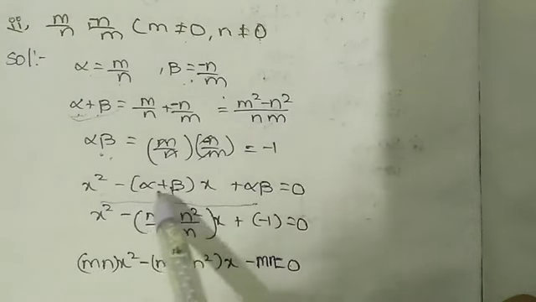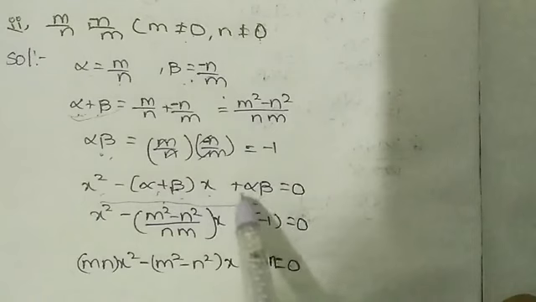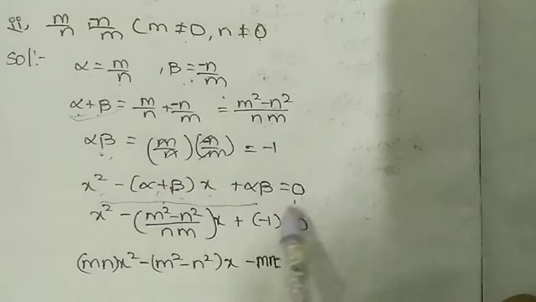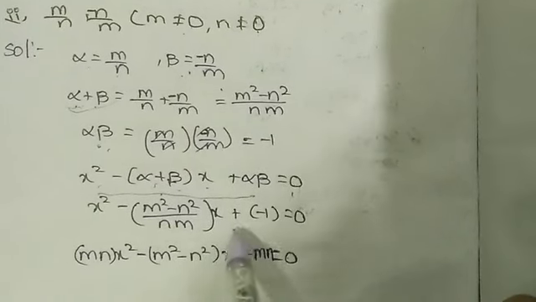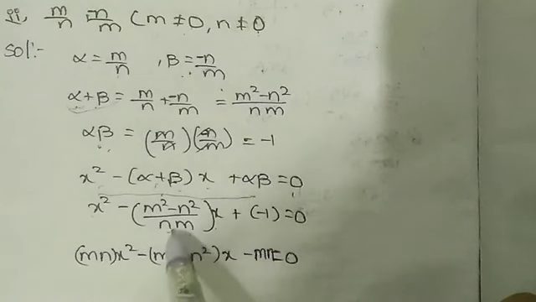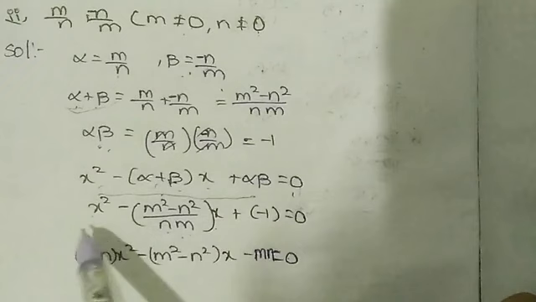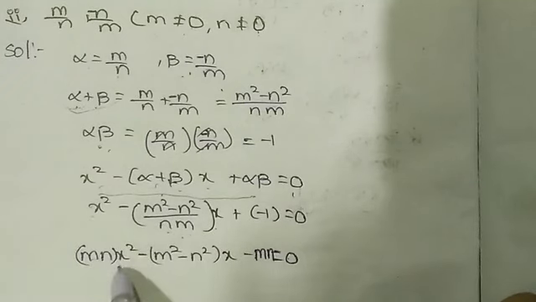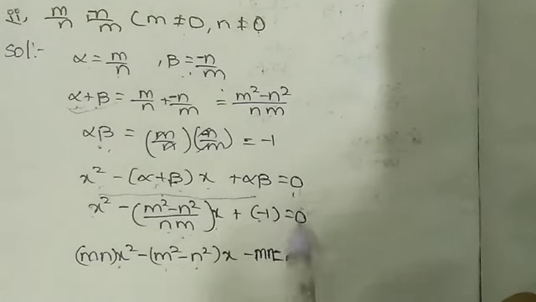x square minus (alpha plus beta) x plus alpha beta is equal to 0. After substituting, here I multiplied with mn to cancel the mn in the denominator. So when we multiply, here mn x square, here mn and mn cancel. So mn x square plus (m square minus n square) x minus mn is equal to 0 is the required quadratic equation.